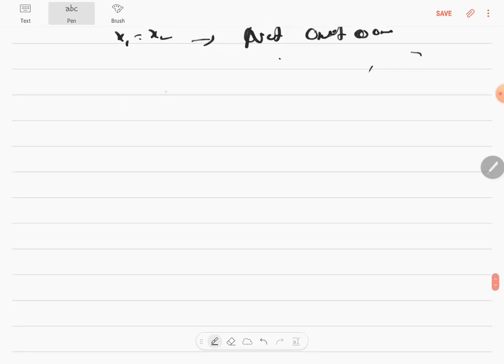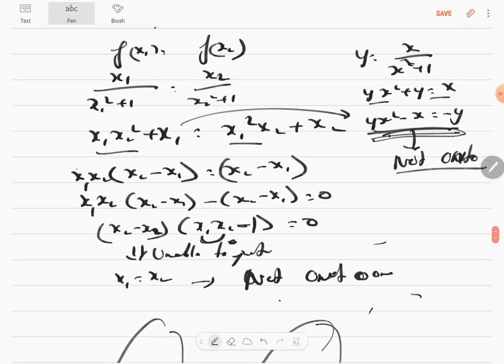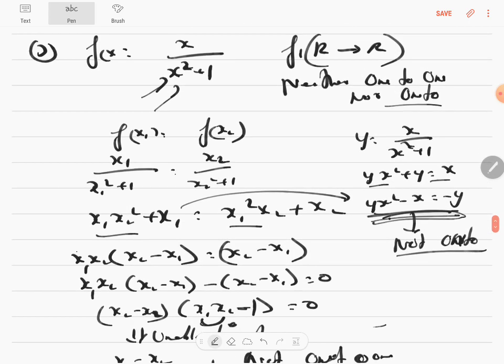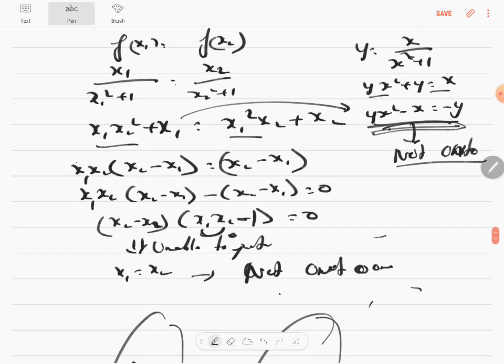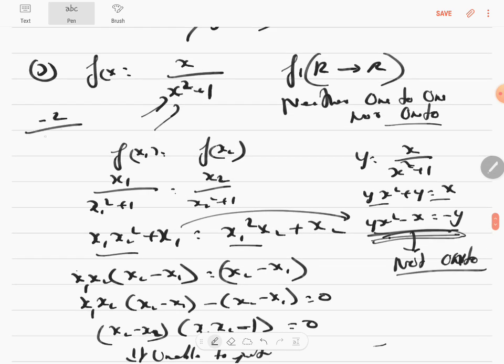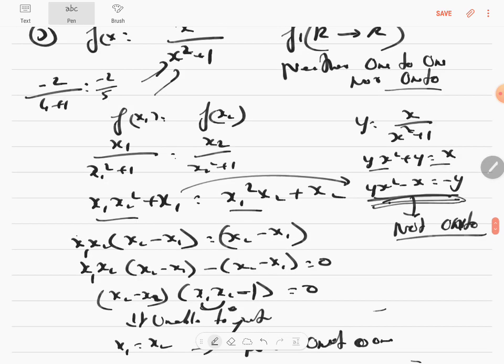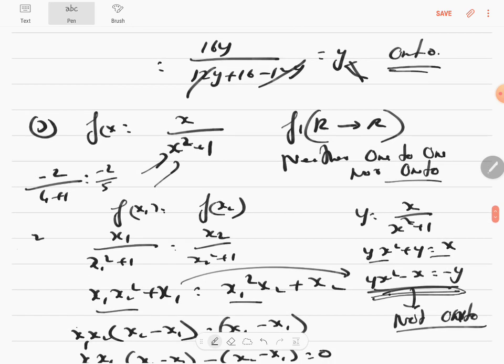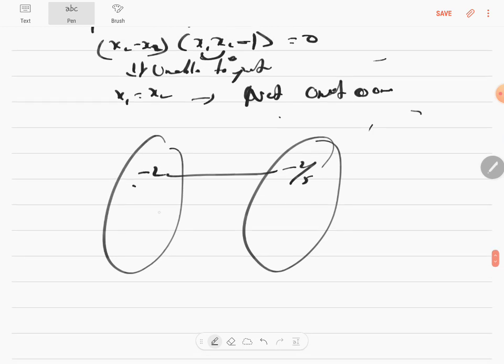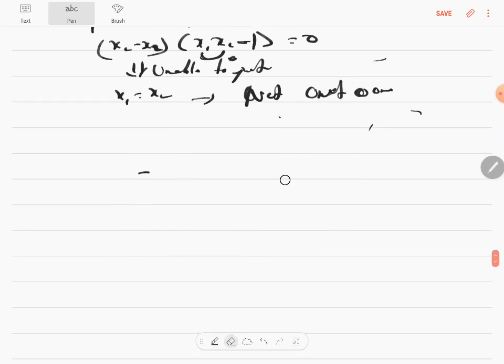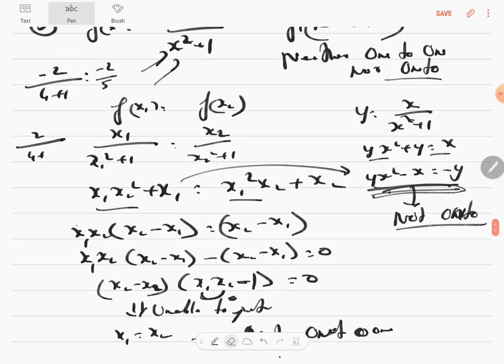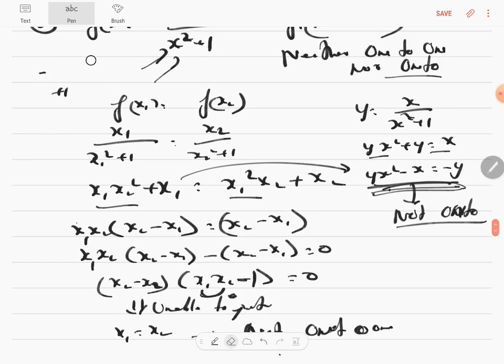A really simple method, if you want to say: if you take minus 2, it will become minus 2 by 4 plus 1, which will be minus 2 by 5. So minus 2 is getting mapped to minus 2 by 5. If you map plus 2, 4 plus 1 will be 2 by 5. It appears to be 1 to 1. Can you see? When you do it numerically, you can't do it numerically here, because the question itself is to prove that it's definitely not 1 to 1.